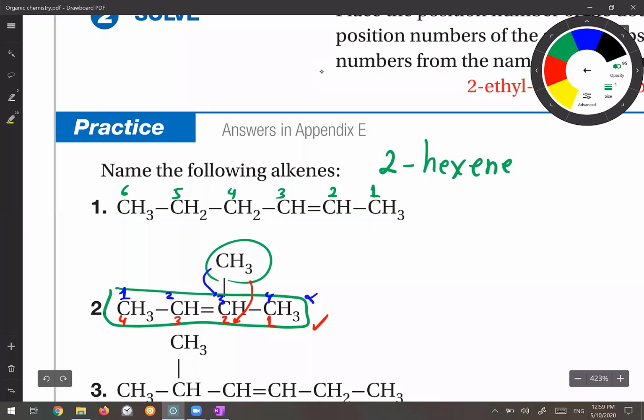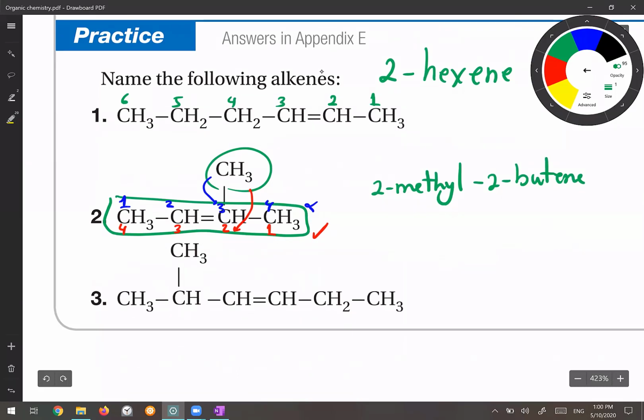Okay, so let's name this one. I have a methyl in the second position. So this one is 2-methyl. And the alkene with the 4 carbon is butene. But the double bond is in the second position. So I have to mention 2-butene. This one is 2-methyl, 2-butene.